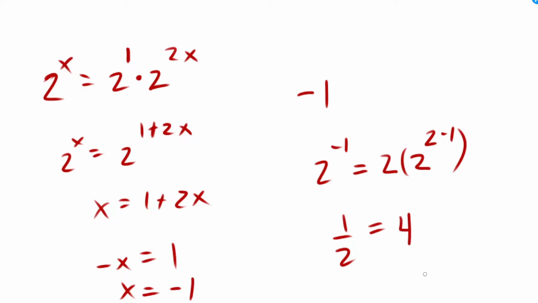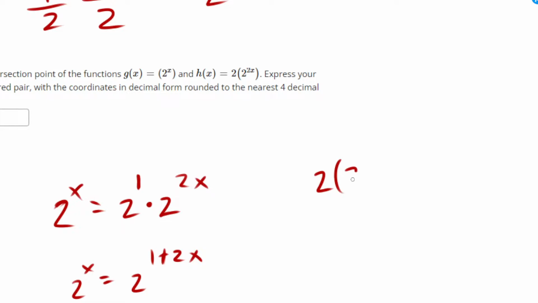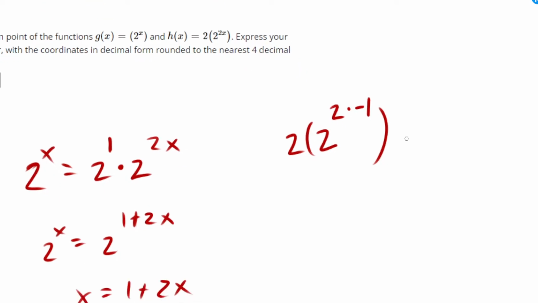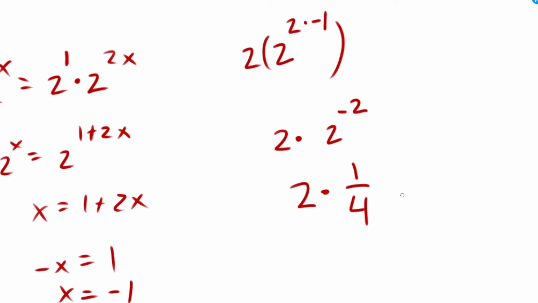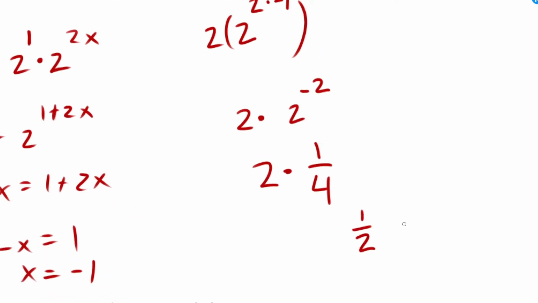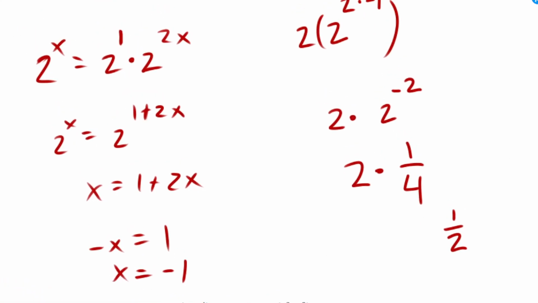Oh, wait, hold on. Okay, I accidentally did the math wrong. When I was calculating with x as negative 1, I had 2 times 2 to the 2 times negative 1. And 2 times negative 1 is not 2 minus 1. It is negative 2. So 2 times 2 to the negative 2, which is the same as 2 times 1 over 4, which is the same as 1/2. Yes, 1/2. So 1/2 equals 1/2.